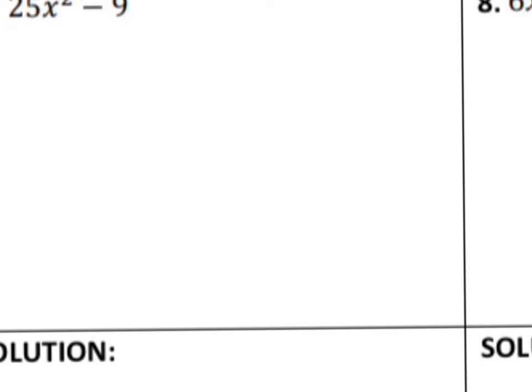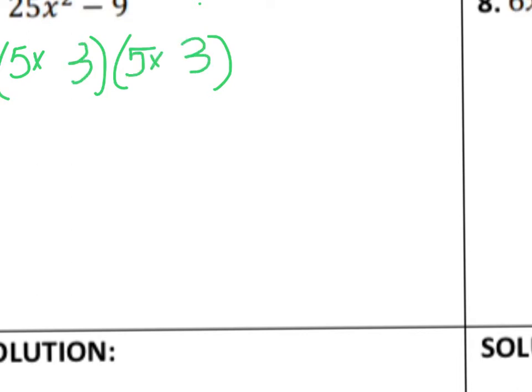So number 7, we have 2 terms, and there is not a GCF between the 2 of them, but I see that they are perfect squares and they are being subtracted from each other. So I can do my difference of perfect squares shortcut by taking the square root of each term and putting a plus in one of them and a minus in the other.